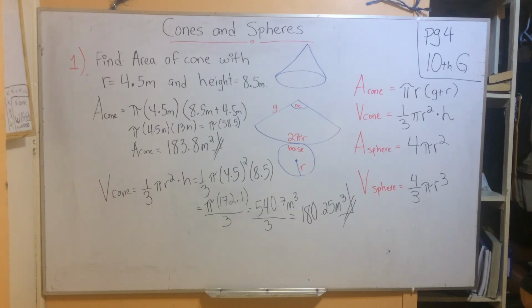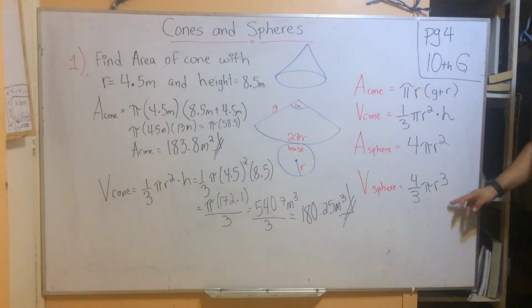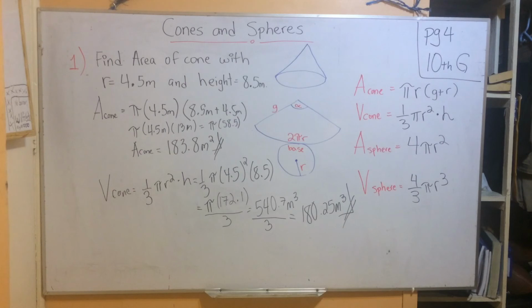Perfect. On the next lesson, we're going to work on the spheres, which is pretty simple as well. We just have pi r to the cube times 4 divided by 3. This is the exact formula for a sphere.